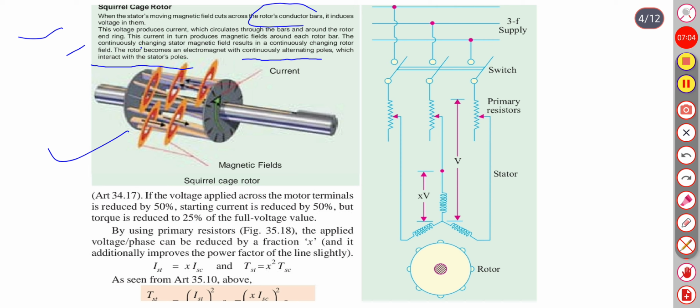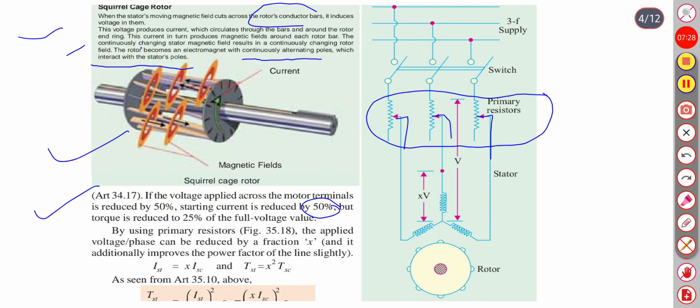If the voltage applied across the motor terminal is reduced by 50% by using primary resistances connected in line, with tappings taken at 50% of the winding of the resistors, the starting current is reduced by 50%, but torque will reduce to 25% of the full load value. By using primary resistors, the applied voltage per phase can be reduced by a fraction X, and it additionally improves the power factor of the line slightly.